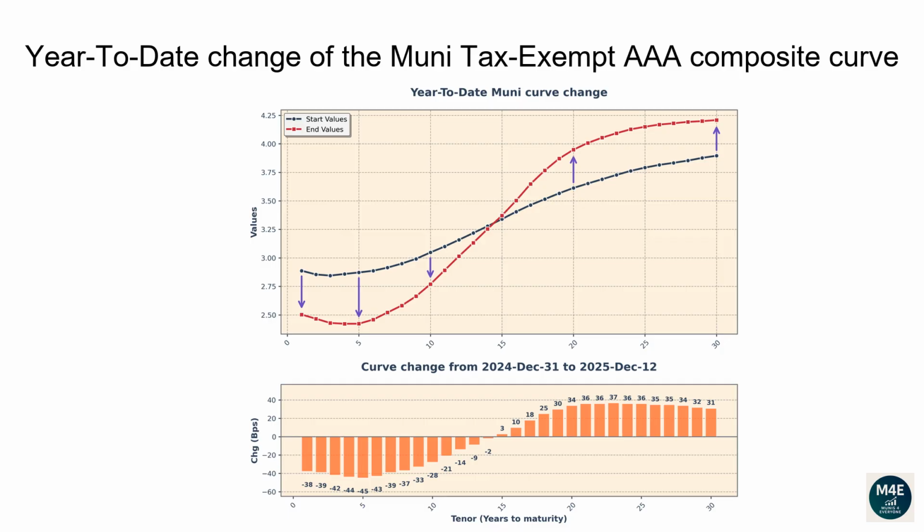The 1-year tenor changed -38 basis points. The 2-year tenor changed -39 basis points. The 5-year tenor changed -45 basis points. The 10-year tenor changed -28 basis points. The 20-year tenor changed 34 basis points. The 30-year tenor changed 31 basis points.